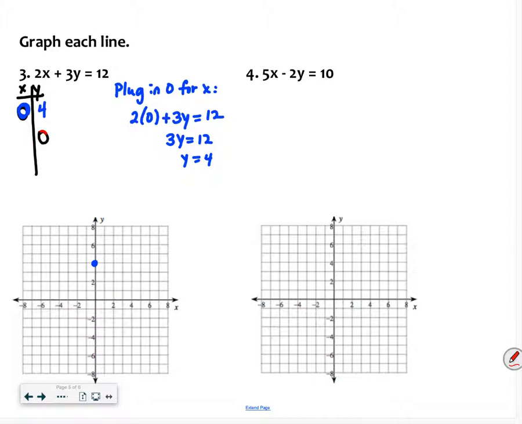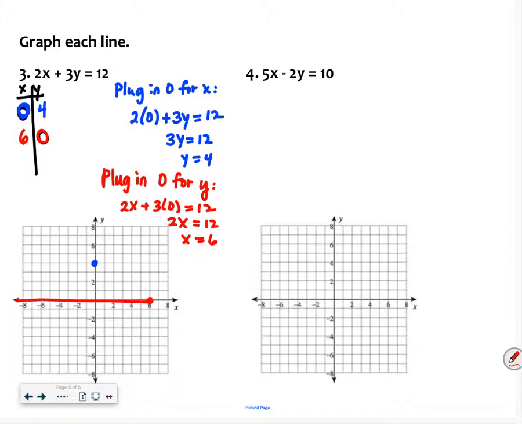And we do the same thing for this other 0. So if I plug in 0 for y, then I have 2 times x plus 3 times 0 equals 12. So I get 2x equals 12, so x equals 6. That's another important point. That's what we call an x-intercept, because it crosses the x-axis. And remember, we only need 2 points to draw a line, so once you have those 2 points, we're good. We just sketch in our line, and we're done. So that's the easiest way to graph things that are in that form.